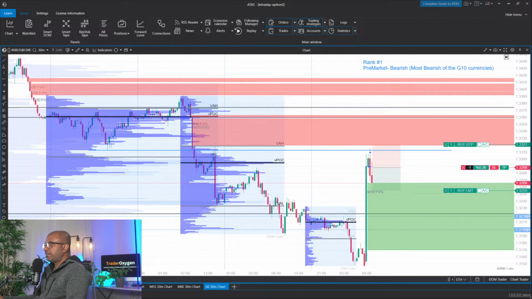Yeah, you can see the price is pushing down, and the sellers are trying to push the price down. The price is pushing down from the entry. Let's see what it does.